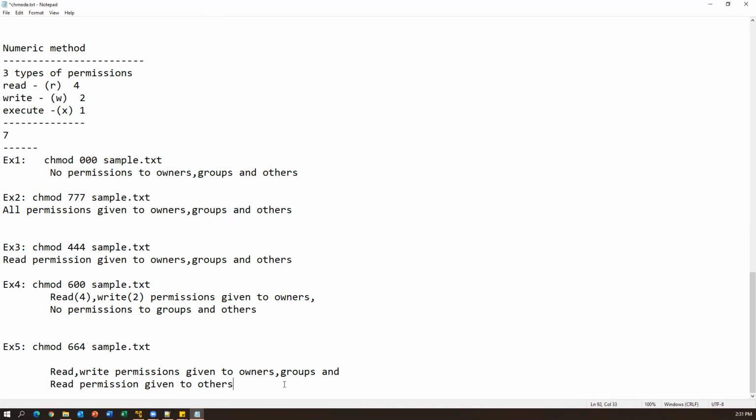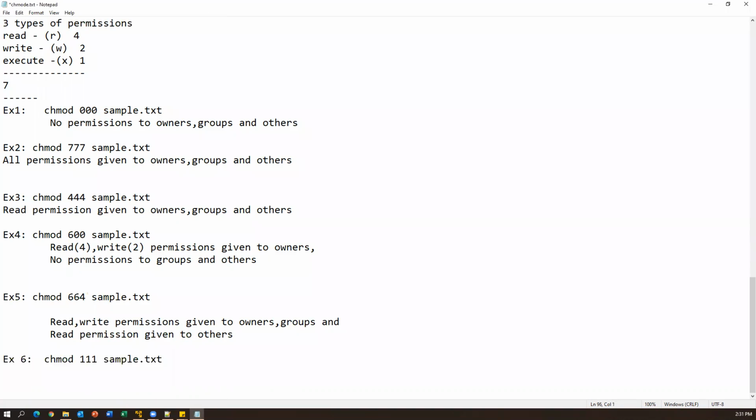Now let me show you one last example. chmod 111 sample.txt. What does it mean? What does 1 represent? Execute permission. So execute on 3 levels. The owner has execute permission, the group has execute permission, and others have execute permission. All 3 roles have execute permission on sample.txt.